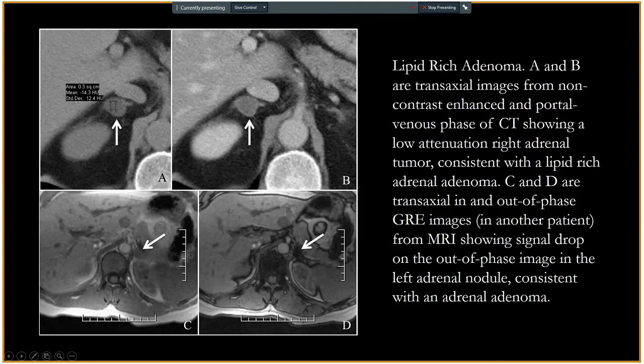Okay, so here we have two examples. On the top, we have CT images, and you can see here that there's a nodule in the right adrenal, and this nodule has an attenuation of minus 14 Hounsfield units. So that would make it an adenoma. And there is some contrast enhancement seen on the portal venous phase. On the bottom, we have an example from an MR showing in and out of phase images. And you can see that there is a signal drop between the two images, suggesting that what we are looking at is an adrenal adenoma.